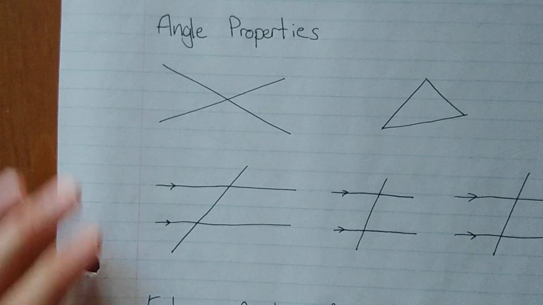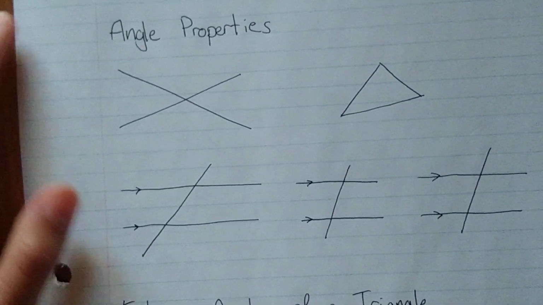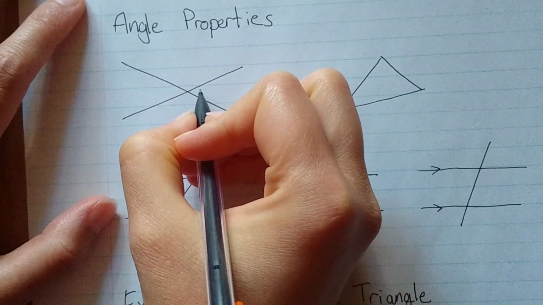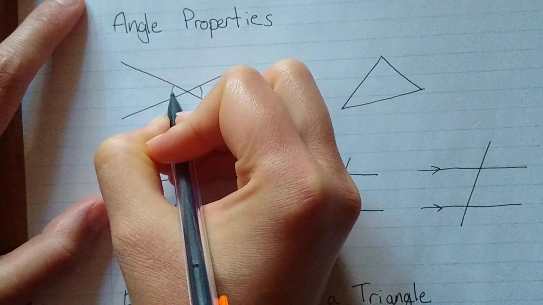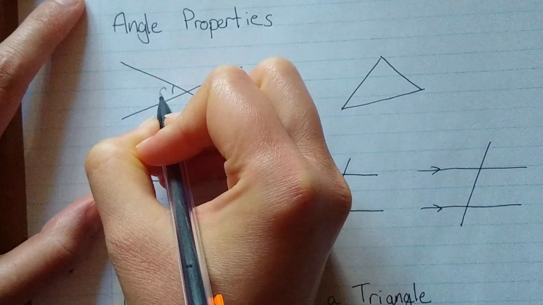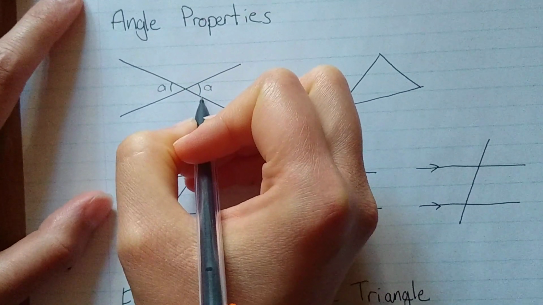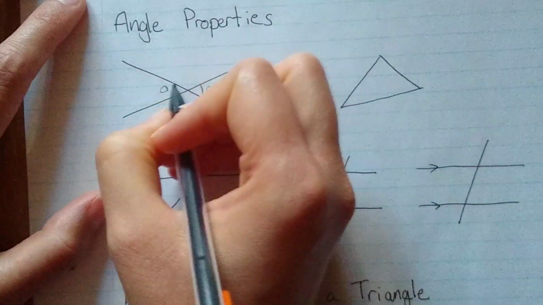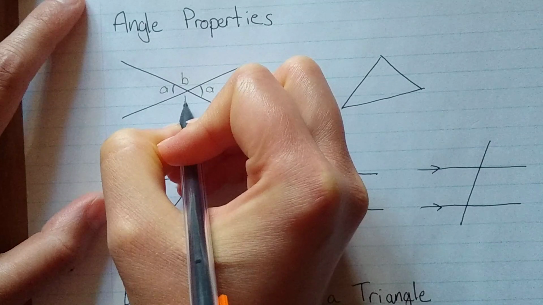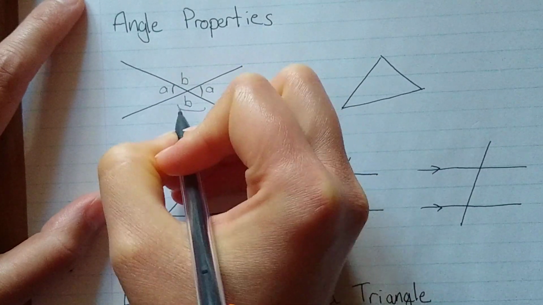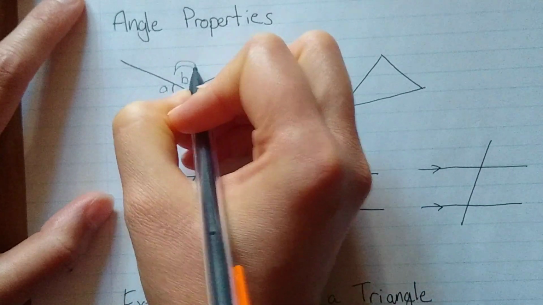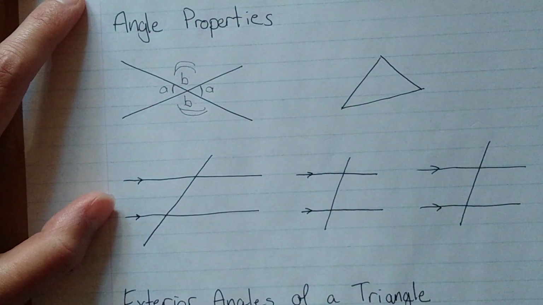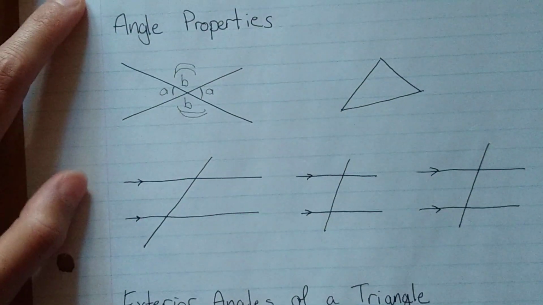Then let's have a look at angle properties. Whenever you have 2 lines that cross like this, these 2 angles are going to be equal. So if this angle was 35 degrees, then this angle would have to be 35 degrees also. And then these opposite angles are also equal. So if this angle was 145, this one would also have to be 145.